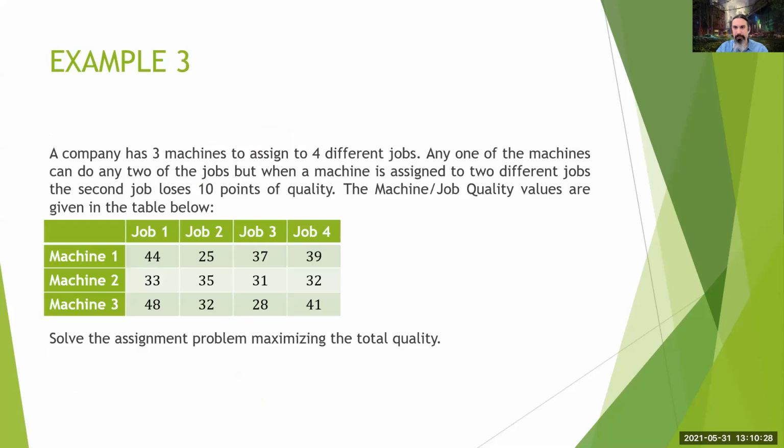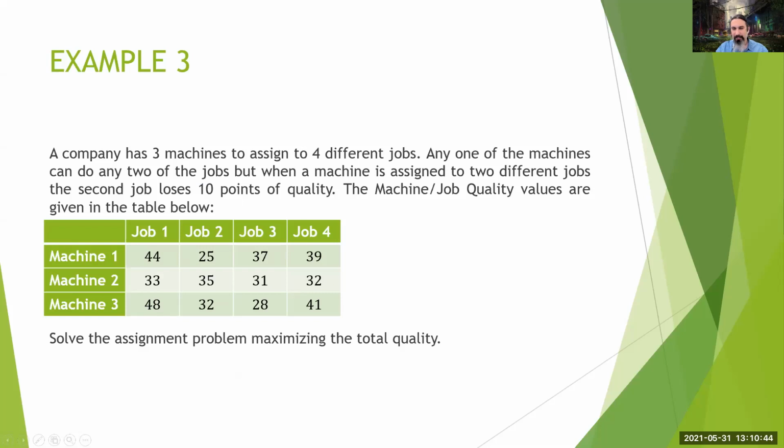One more type, which is extremely important. Let's say a company has 3 machines to assign to 4 different jobs. Any one of the machines can do any 2 of the jobs, but when a machine is assigned to 2 different jobs, the second job loses 10 points of quality.